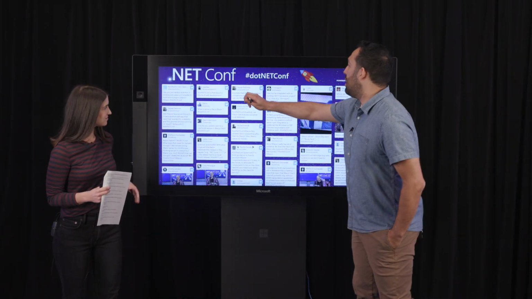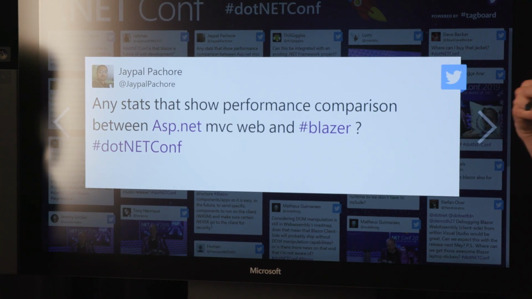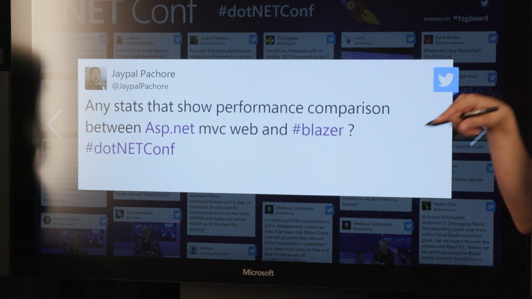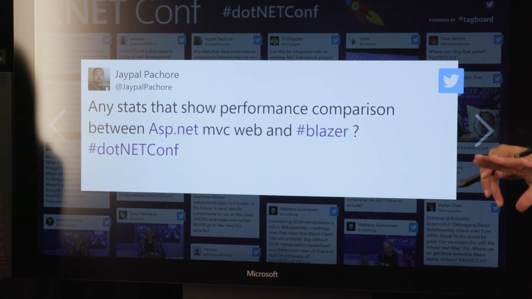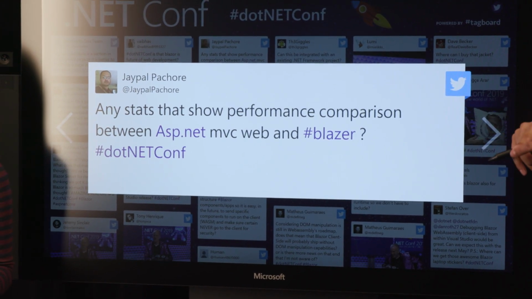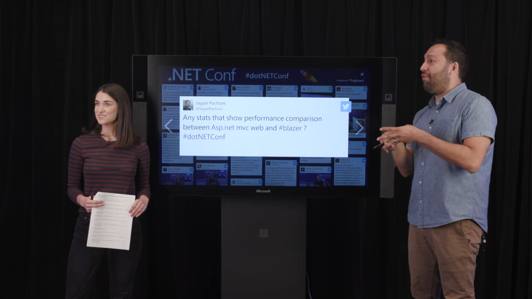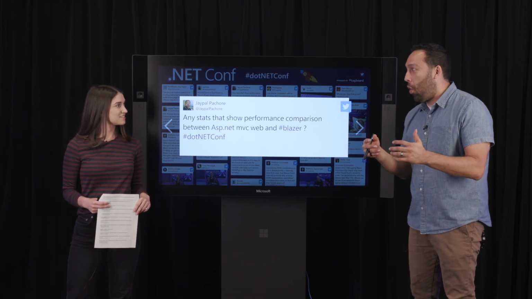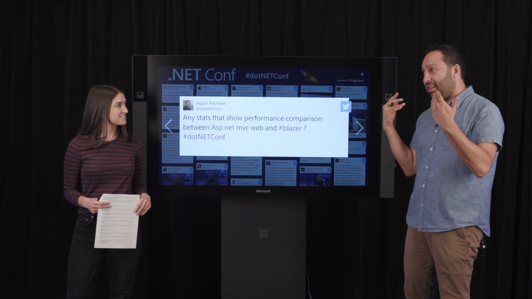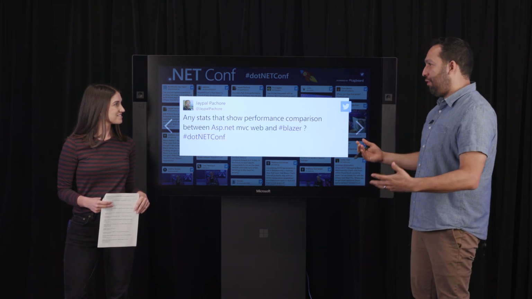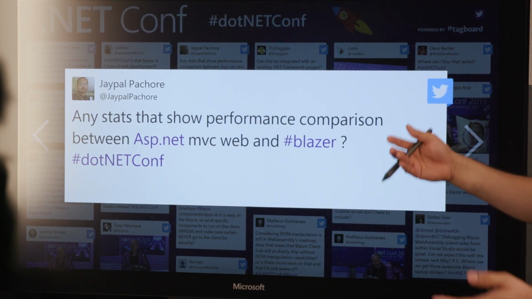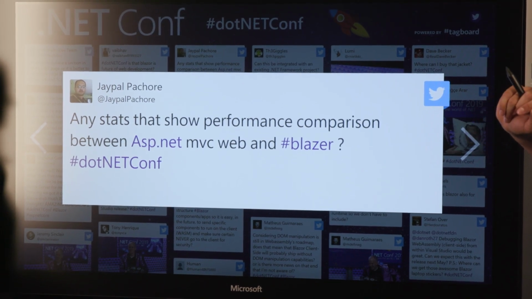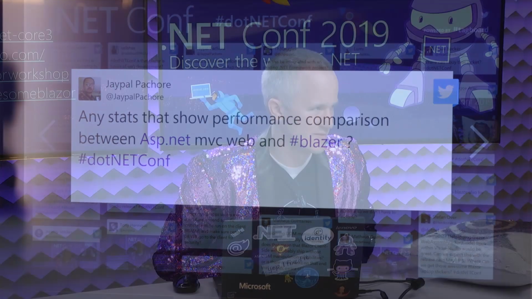All right, so here's another one. And this is interesting to me because I remember when this was introduced, I saw Sanderson demo it. To me, it was Damian, Edwards, and Fowler. And we just sat there and were like, holy cow, this is ridiculous. And the first thing I thought was, perf. Is this going to be the same as the other? So any stats that show performance comparison between ASP.NET MVC Web and Blazor?